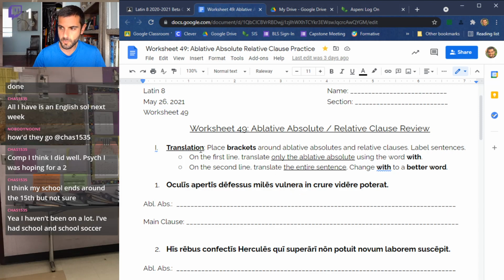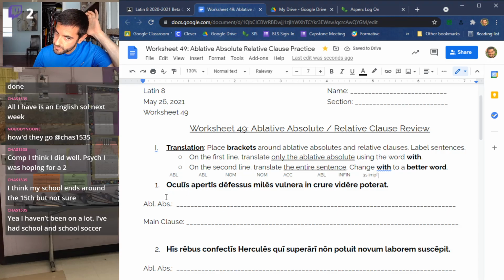So first thing we want to look for is the ablative absolute. Typically comes at the beginning of the sentence, at least 2 words, all ablatives, right? So we've got here oculis, my first word is ablative, and apertis, my second word is ablative, right? So that's a pretty good indication. Defesus is nominative, miles is nominative, volnera is accusative, that's a neuter word, so accusative plural. Crura is ablative, videre is an infinitive, and then poterat, third singular imperfect, right?